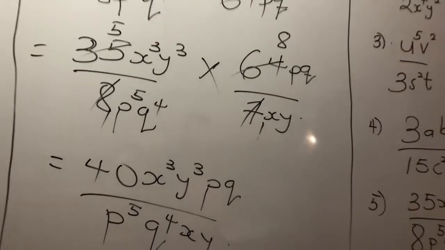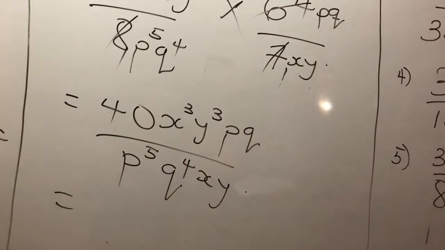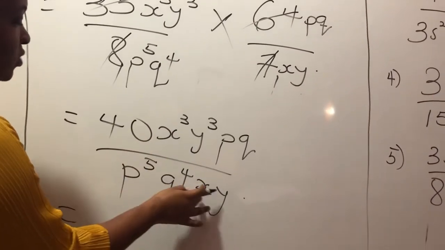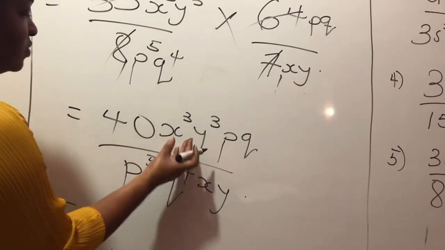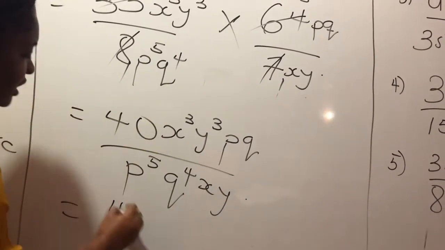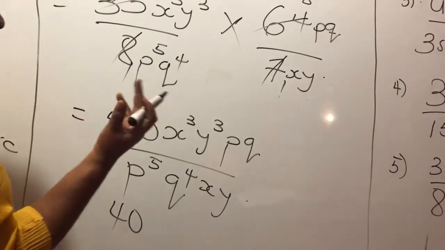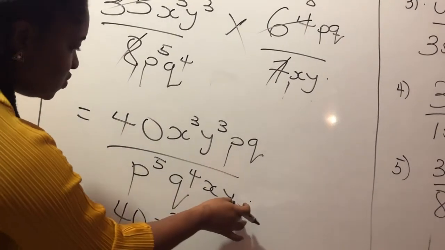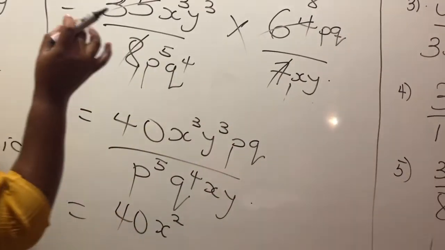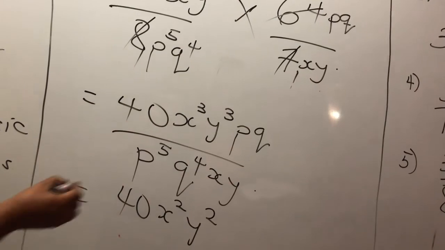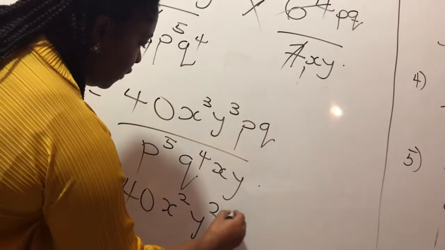Okay, now let's do our cancellation. So we have 3 x's here, right? And 1 x here, right? So this x will be deducted from 1 x, or 1 x will cancel 1 x here. So we have our 40. If 1 x is taken from 3 x's, we have what? 2 x's left. Is there a y? Yes, there is 1 y here being taken out from 3 y's. How many y's do we have left? 2 y's. Is there a p down here? No. So you just bring your p there.